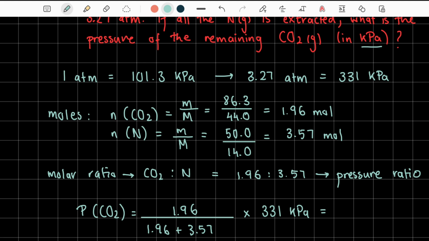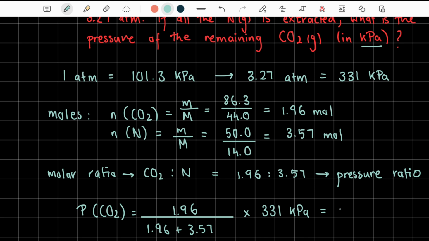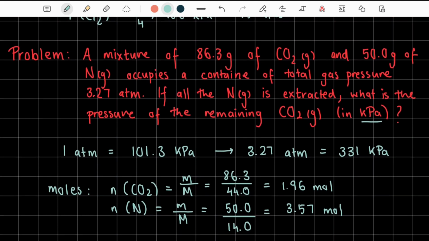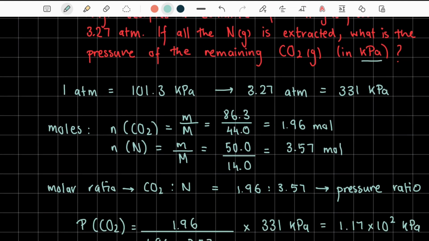Okay, so this gives you a partial pressure of 117 kilopascals, or if you would like to write it in scientific form, it is 1.17 times 10 to the 2 kilopascals. Note, I am writing my final answer to 3 sig figs because that is the least amount of sig figs in my question. All right, this is your final answer.